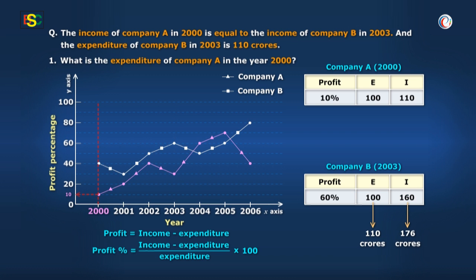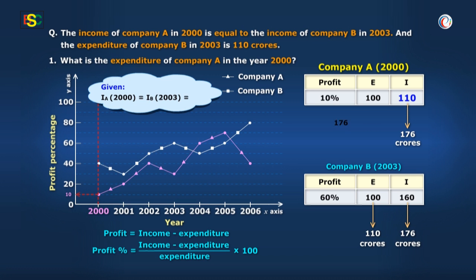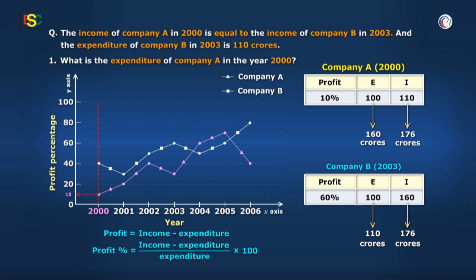Further, according to the table of company A, 110 is equivalent to 176. Since 176 crore is the income of company A, 100 must be equivalent to 100 into 176 upon 110 equals 160 crore. Am I right? Yes, Vidya. Now it becomes easy to solve data interpretation questions on income and expenditure.